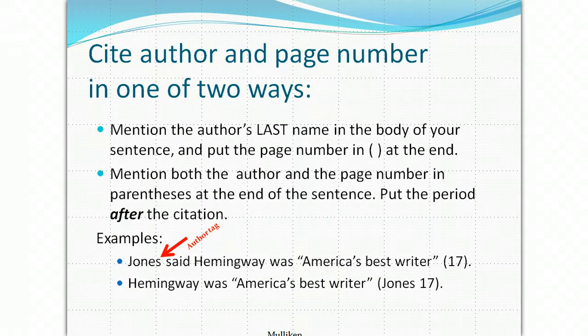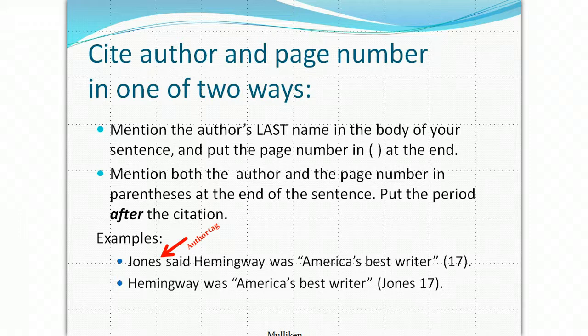This time we're looking at the in-text citations. In creating your sentences and citations, you can do it one of two ways. One is to mention the author's last name or the author tag in the body of your sentence and then put only the page number in the parentheses at the end. Or mention both the author and the page number in the parentheses at the end of the sentence, and you put the period after the close of the parentheses of the citation.